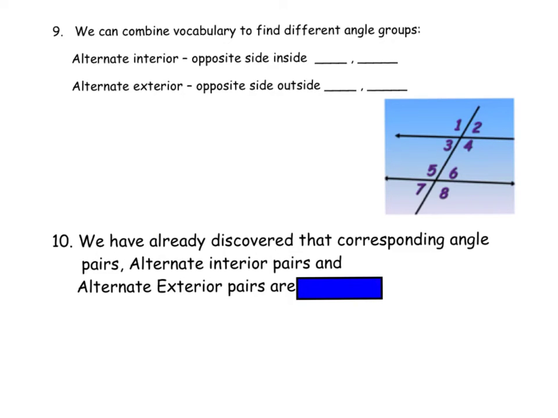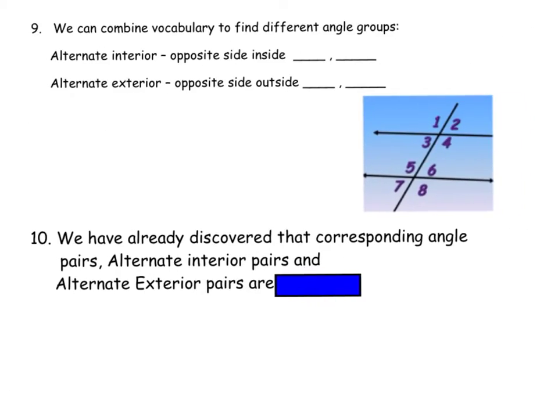So we can combine those last two vocabulary, alternate and interior-exterior, to find different angle groups. So alternate interior, we're talking about the inside ones right there, and opposite side inside are the alternate interior. So alternate, they have to be on opposite sides of the transversal, a different neighborhood or intersection. So that means 3 and 6 are alternate interior, as are 4 and 5. So they make an X.